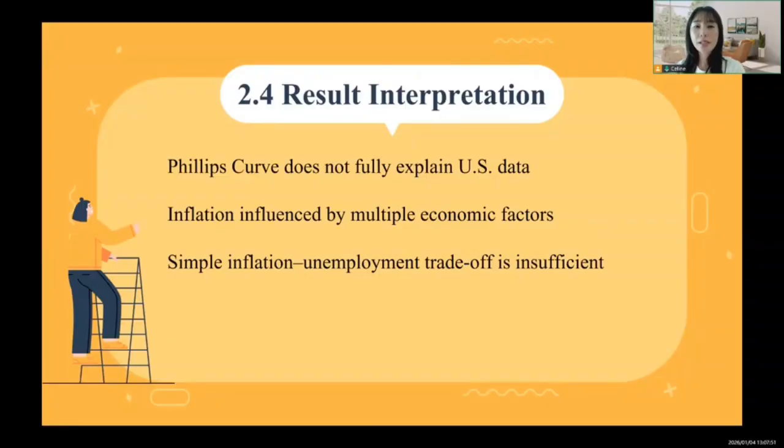Then the result interpretation. The Phillips curve does not fully explain U.S. data. Inflation is influenced by multiple economic factors. A simple inflation-unemployment trade-off is insufficient.